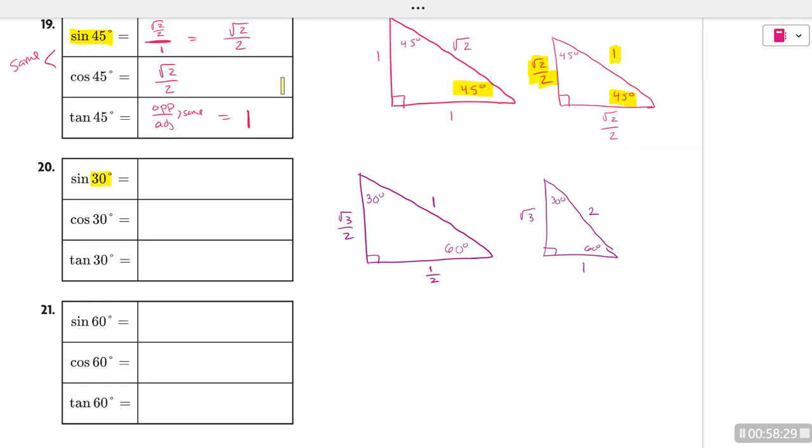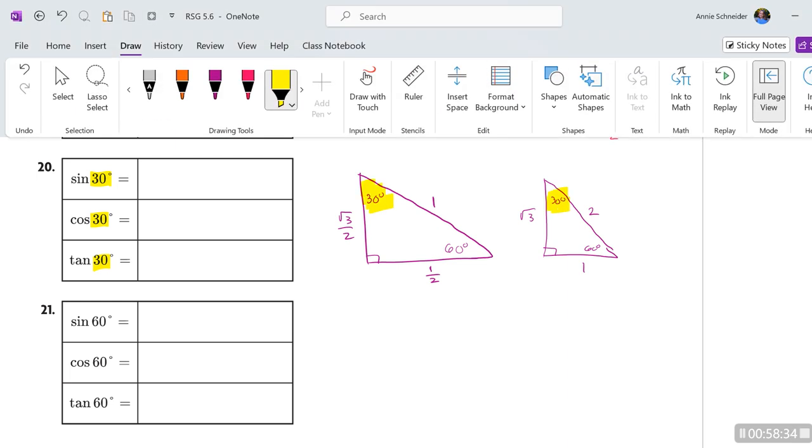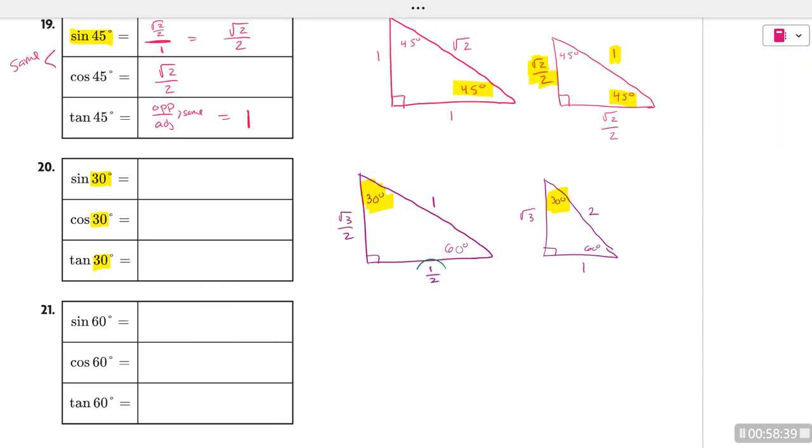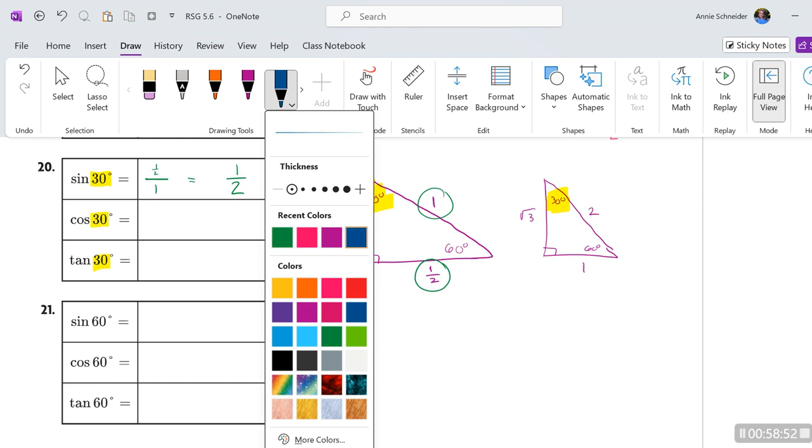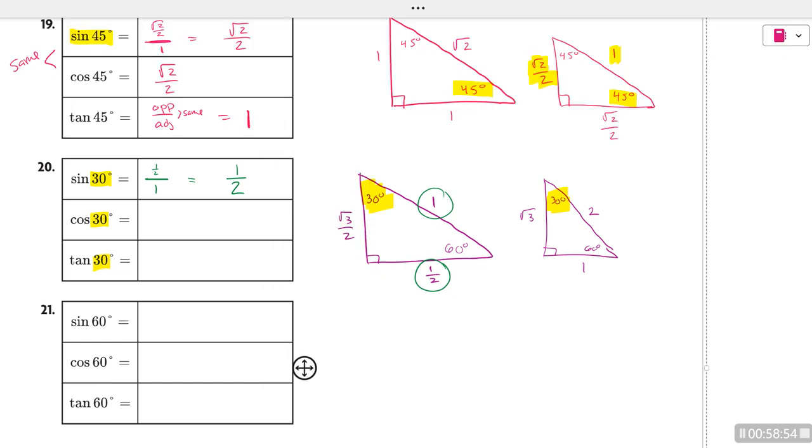So 30 degrees, right? We're going to look at this top angle here. So for sine of 30 degrees, sine is opposite over hypotenuse, right? 1/2 divided by 1, which is just 1/2. So that one's nice. If we're looking at our cosine of 30, so adjacent, square root 3 over 2 divided by 1. Well, that just gives us a square root 3 over 2.